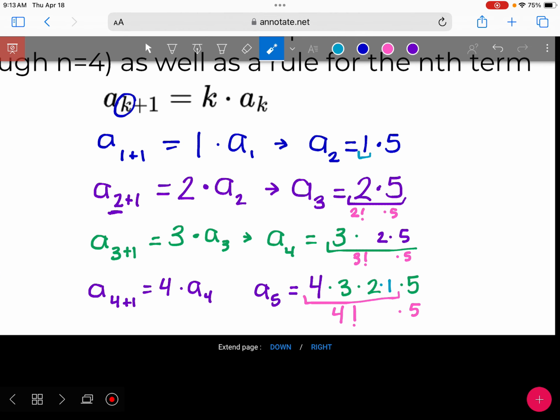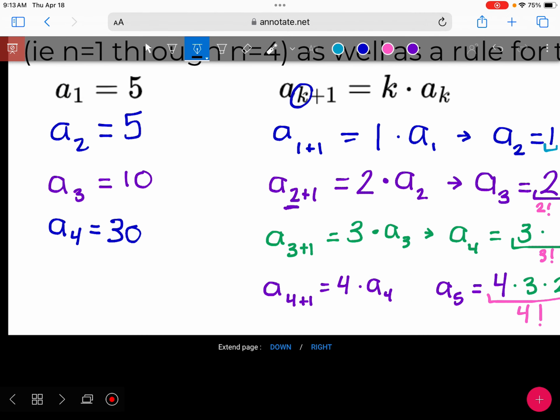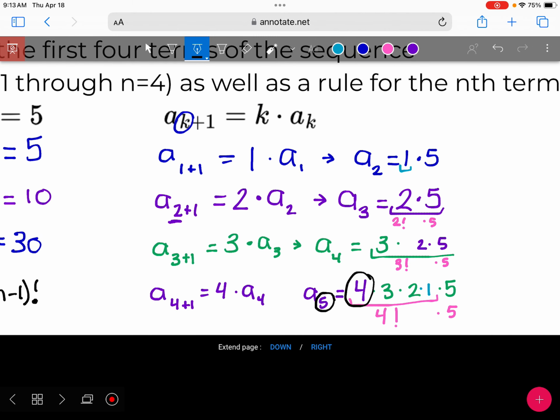So the way we could write an nth rule for this so that we wouldn't have to do it as a recursive function, we could get this for any value. We're going to get a sub n is whatever. See how this number was a 5? We used a 4 here. It's n minus 1 factorial times this 5. This 5 is constant in everybody. Times 5.